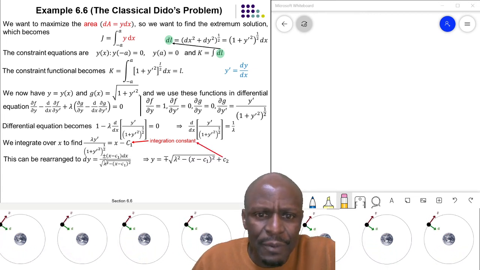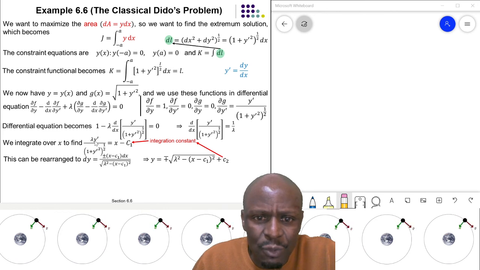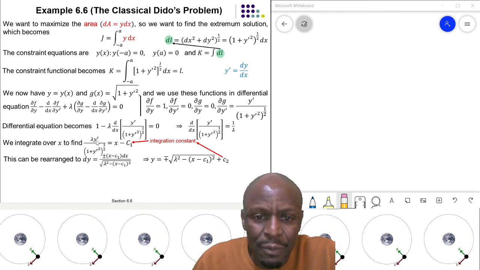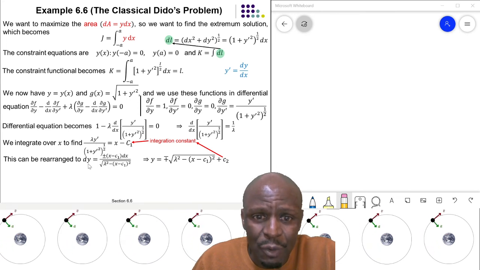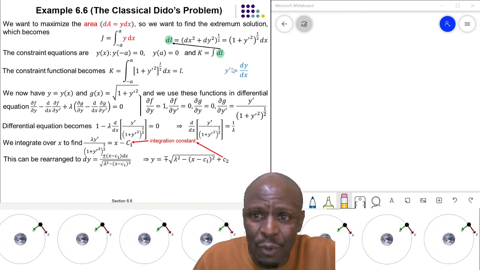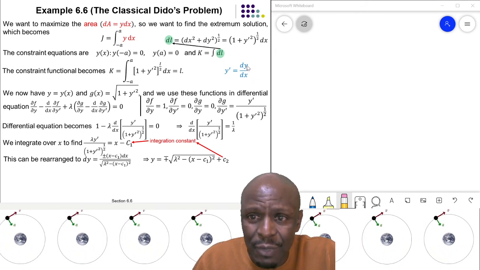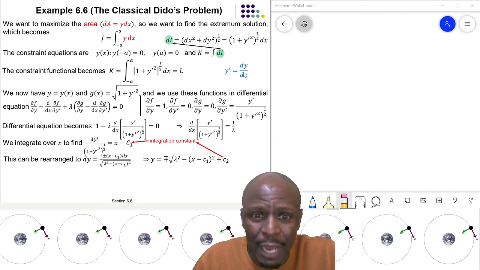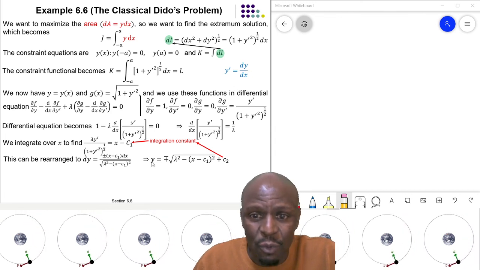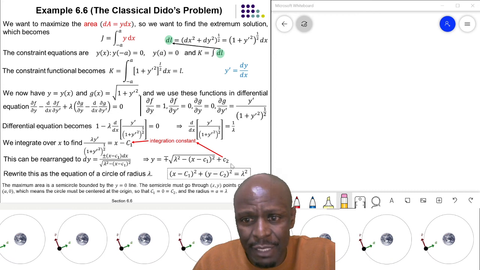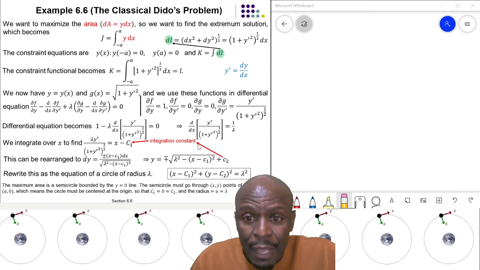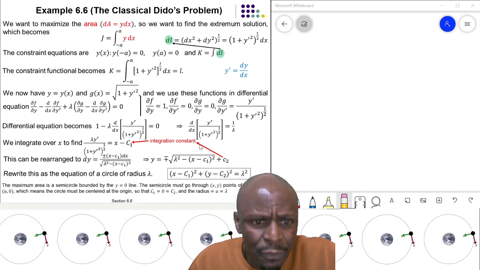Now this can be rearranged because we want to find dy. We rearrange the equation in order for us to find dy, because y prime is given by this, so that we can do the integration with respect to y and find y. The y will just be given by this equation, where c2 is another constant of integration.